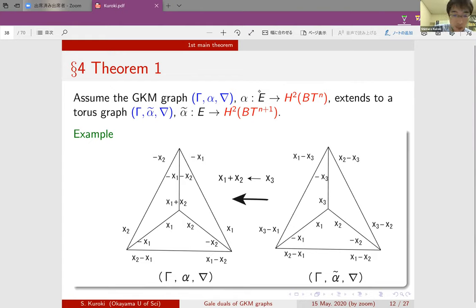Actually this (Γ, α, ∇) is our complexity one GKM graph. This comes from the torus graph (Γ, α̃, ∇). It has three generators, and this satisfies the GKM condition. So this is called a torus graph. Torus graphs were introduced by Maeda and Masuda, Panov. This is a kind of combinatorial counterpart of a torus manifold. A torus manifold is a generalization of a toric manifold. So if we plug in x1 plus x2 to x3, then we obtain this complexity one GKM graph. So we assume this kind of condition in this theorem.